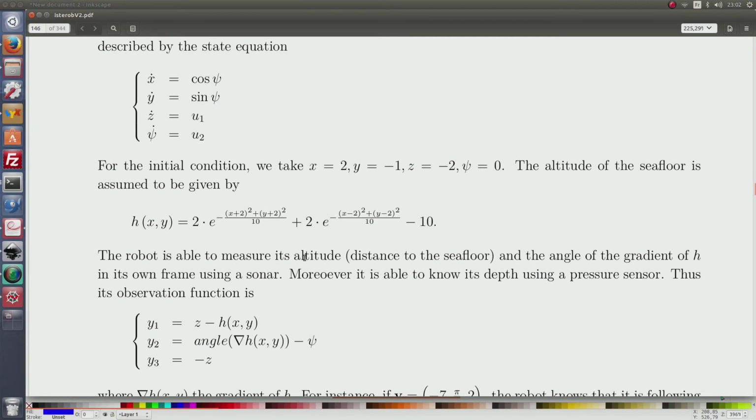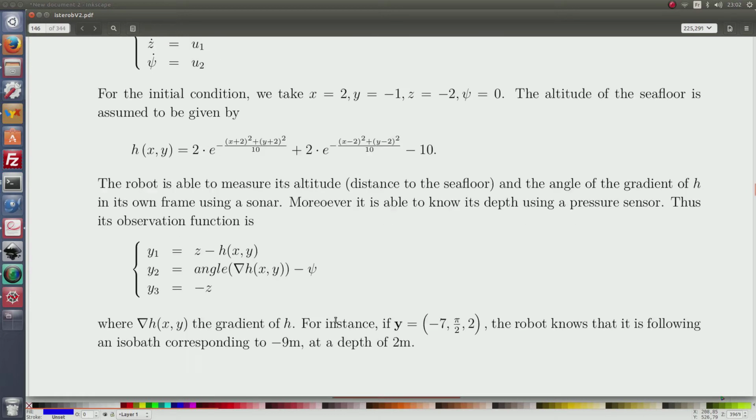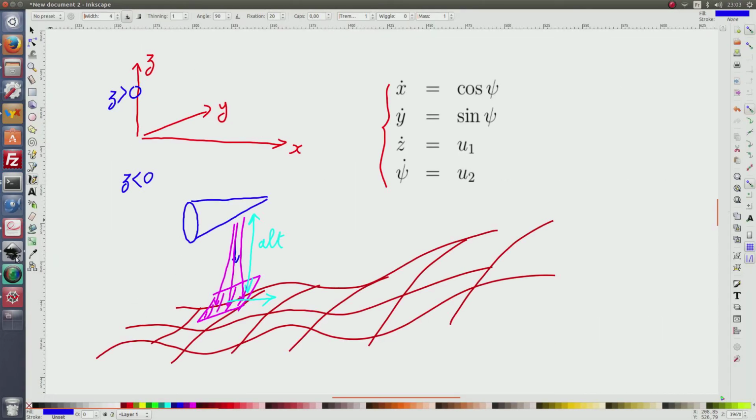So the robot is able to measure its altitude and the gradient of the seafloor, but it is also equipped with a pressure sensor, and from this pressure sensor, it is able to get its depth. It means the distance to the surface of the water. So the depth corresponds to this distance here, and here we have the surface of the water at altitude z equal to 0, of course. So the altitude is positive.